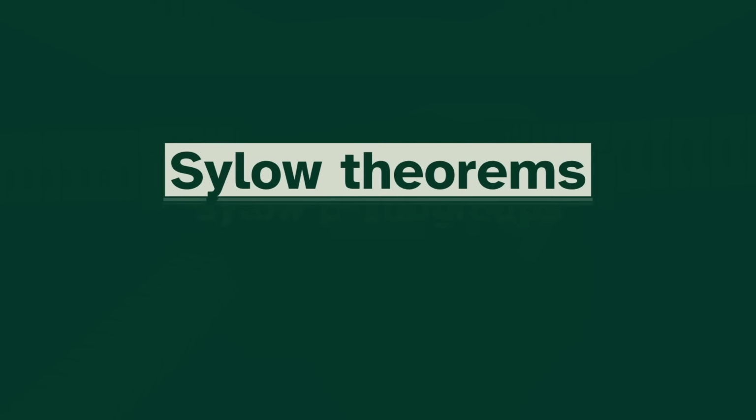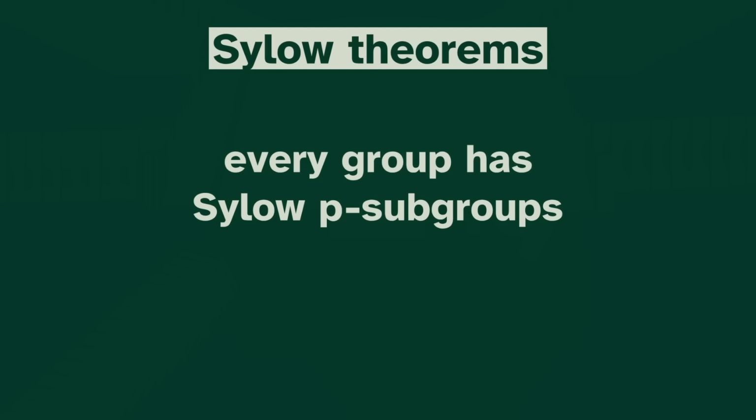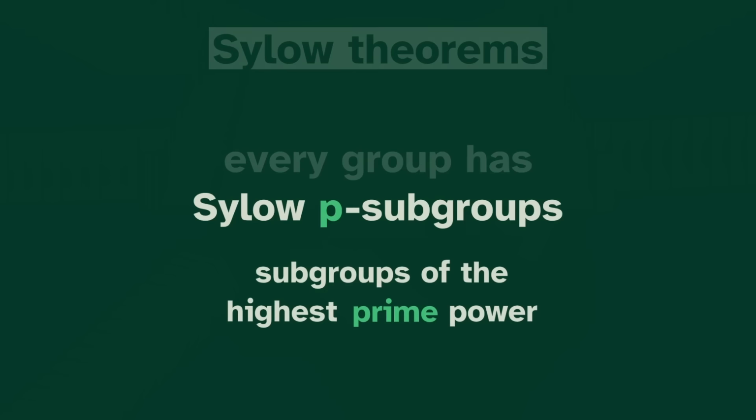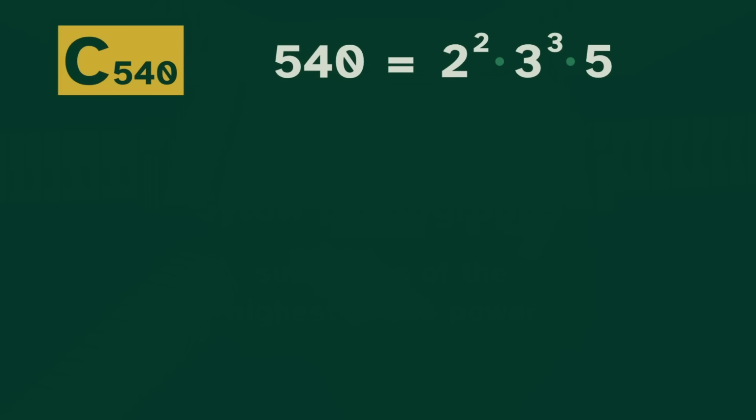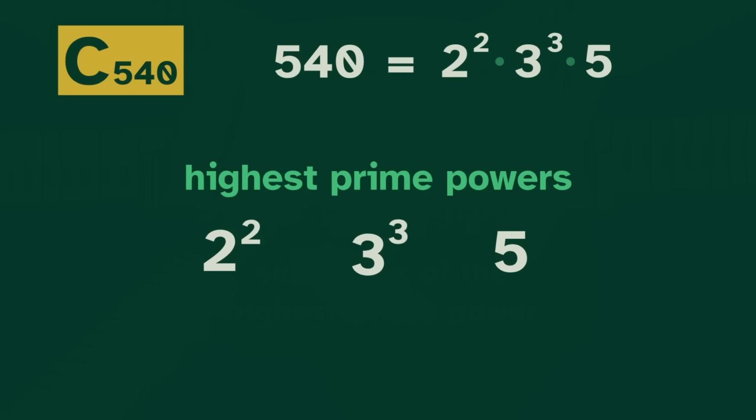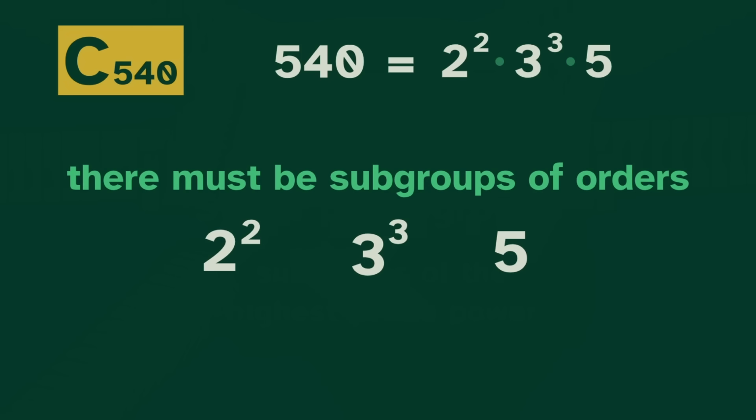The Sylow theorems tell us that every group has Sylow p-subgroups. P stands for prime. These are subgroups of the highest prime power. For example, the group C540. The prime factorization is 2 squared times 3 cubed times 5. So these are the highest prime powers. The Sylow theorems tell us that there must be subgroups of orders 4, 27, and 5.